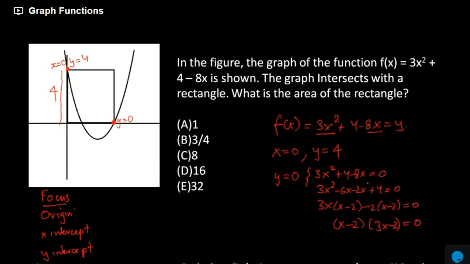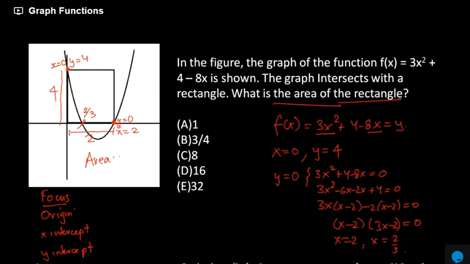3x square plus 4 minus 8x is 0. This is the case, and I'm going to straightforwardly solve this out. So that means x equals 2 satisfies that, and x equals 2 by 3 satisfies that. Right? So I got these two values over here. X is equal to 2 and x is equal to 2 by 3. Now since 2 by 3 is a smaller amount, that is going to come here, and 2 is going to come here. So over here, x is equal to 2, which means the distance from here to here is equal to 2. So the question here is asking what is the area of the rectangle.